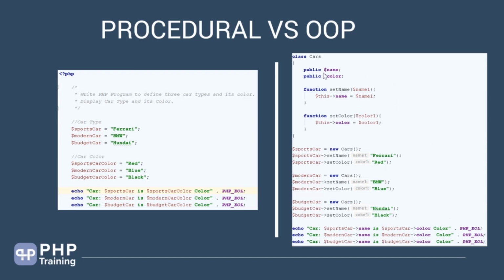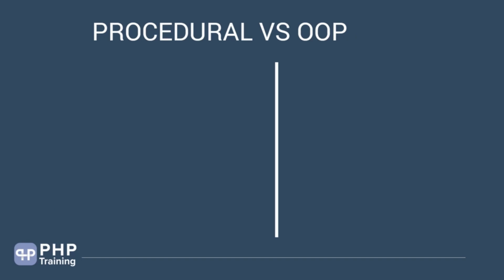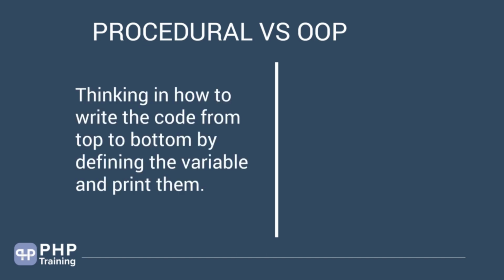Forget about what the notation is, what this is all about, but think from the difference between procedural versus OOP. How you are changing your coding style from writing just variables and assigning values, to creating something called an object and then reusing that object in a different manner by passing different values to it. So what is the difference between procedural versus OOP? In procedural, you are thinking about how to write the code from top to bottom by defining the variable and printing them. Well, this is what we think in procedural.